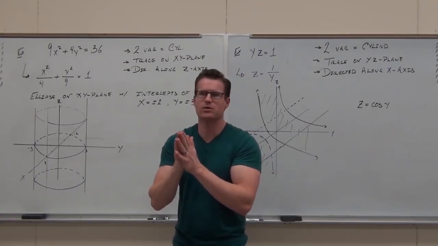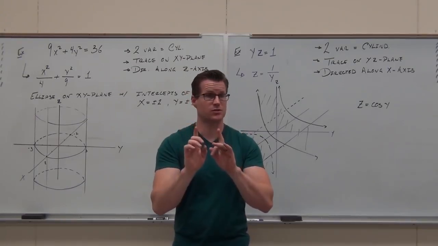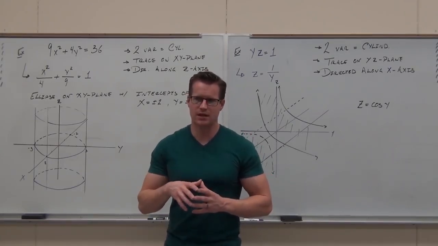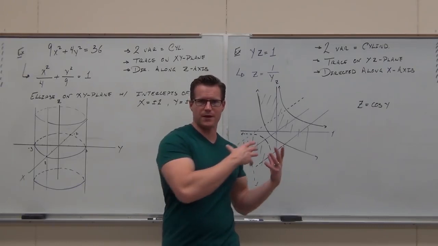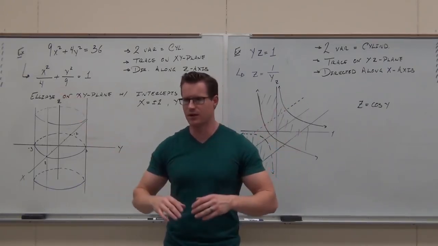How many variables do you suppose surfaces are going to have? Because we change in all three directions. That's what goes on here. I'm going to show you how to do them. We still involve traces. It's a little more intense because there's not just one thing. A cylinder is literally one thing: a two variable cylinder, draw some parallel lines.